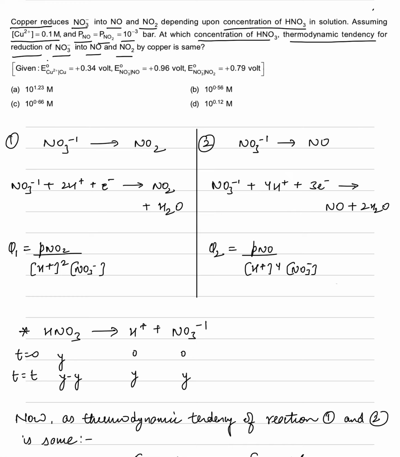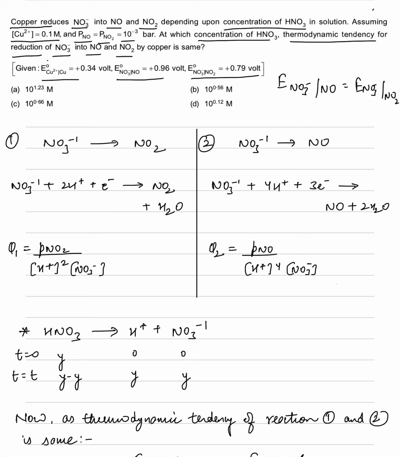So it is asking at what concentration E of NO3- to NO equals E of NO3- to NO2. Now we know E is a reduction potential, right? The data further given to us is the standard reduction potential values of copper ion, nitrate ion into nitric oxide, and nitrate ion into nitrogen dioxide.